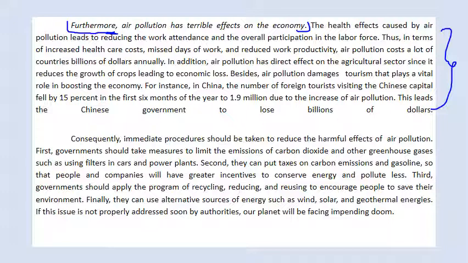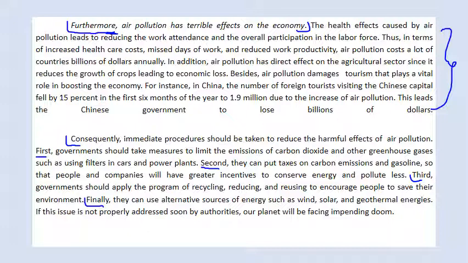Okay. Now, finally, consequently, in conclusion, as a result, to conclude, immediate procedures should be taken. This is a call for action in order to reduce the harmful effects of air pollution. First, governments should take measures to limit emissions, etc. Second, they can put taxes on carbon emissions. Here, of course, I'm providing practical solutions. When I ask you for practical solutions, this is what you should do. Third, governments should apply programs for recycling, reducing, and reusing. Finally, they can use alternative energy sources, such as wind, solar, and geothermal energies, the ones we discussed earlier.